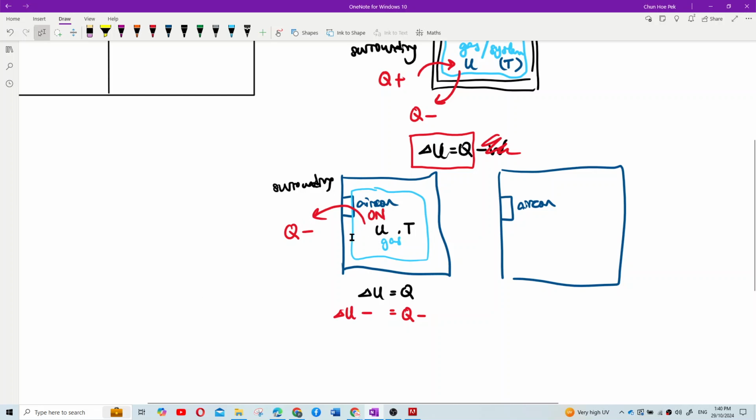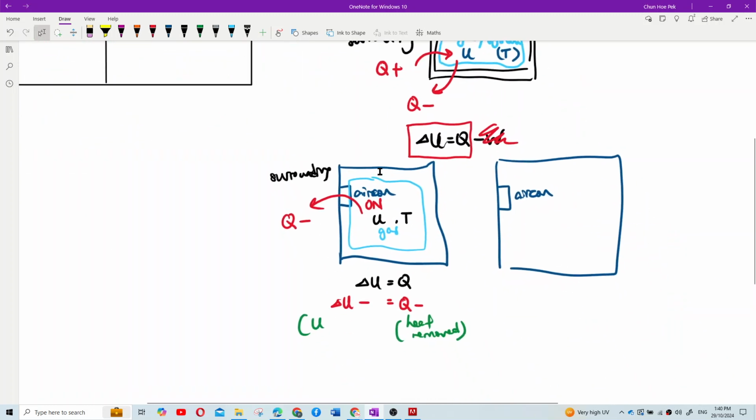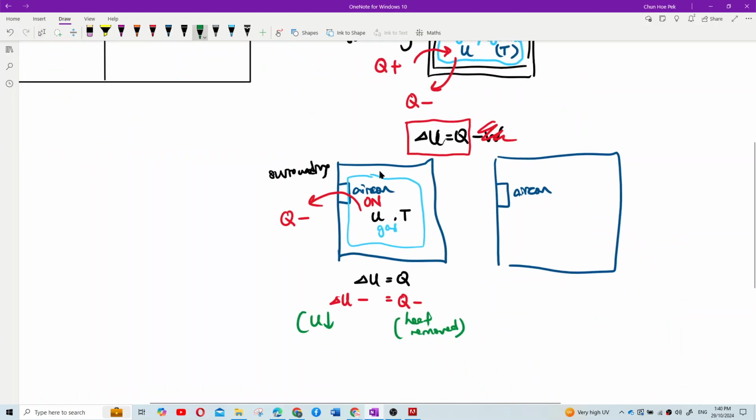So what will happen to the internal energy? Delta U is negative, yeah, when heat is removed. So what happened to the internal energy? Delta U negative. Delta U negative apa maksud? Delta U negative maksudnya internal energy decrease, temperature decrease. So internal energy nya berkurang, temperature nya berkurang. Understand, class? So that's why we feel it's cold.